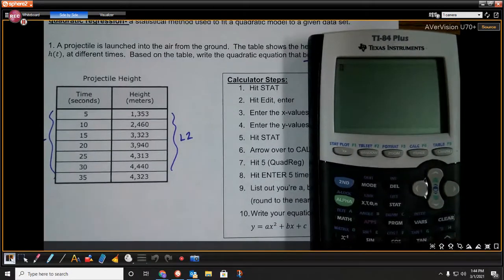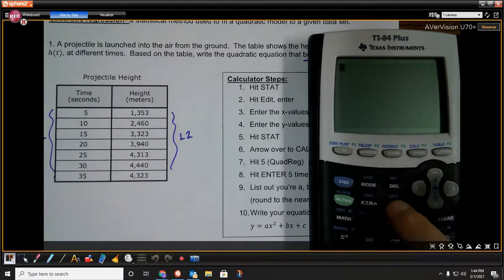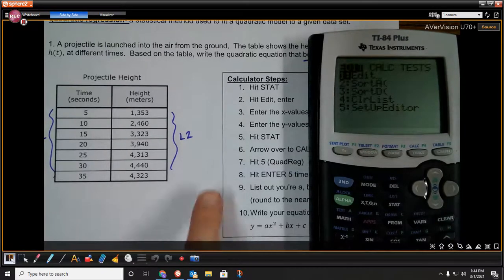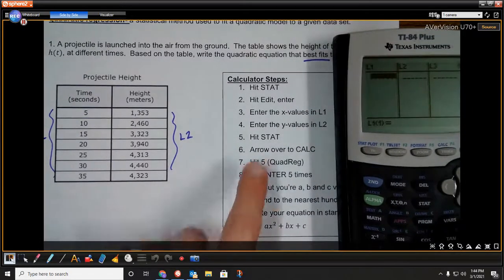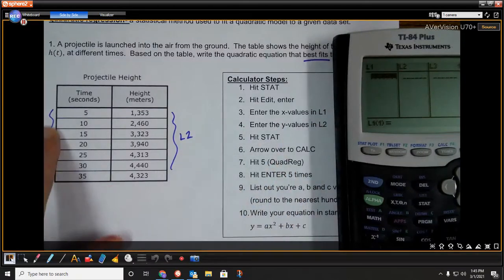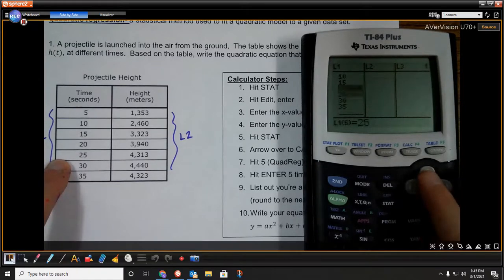So you have your TI-84 Plus here, and what you're going to do is hit stat. Stat is right underneath your delete button and two over from your alpha button, right next to all those arrows. When you hit stat, we're going to edit, because we're going to edit our lists. The first thing we're going to do is enter all of our x values into list 1. So that's 5, 10, 15, 20, 25, 30, and 35. So we have all of our x values right there in list 1.